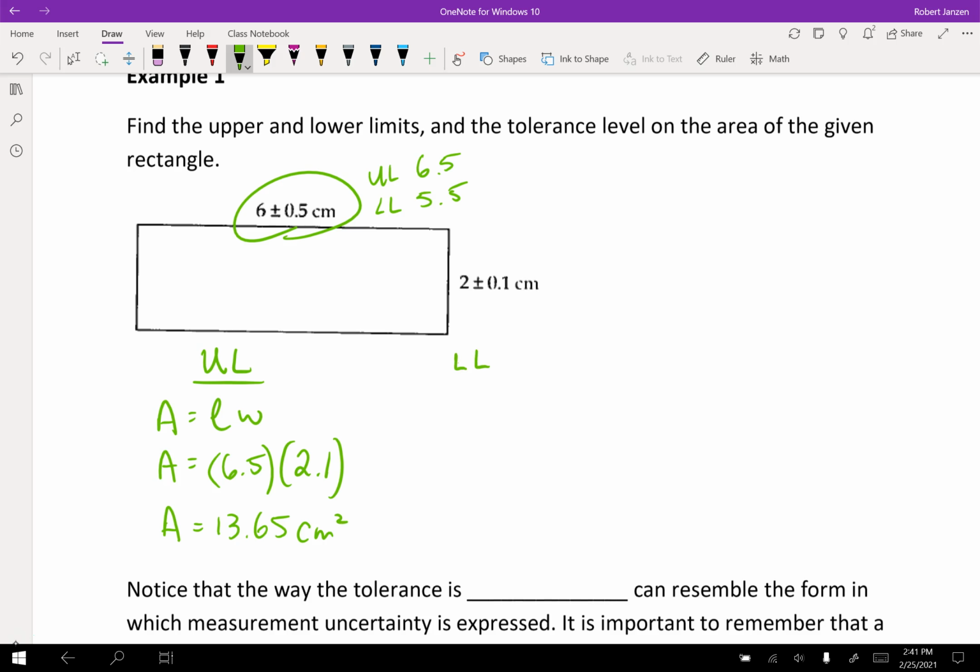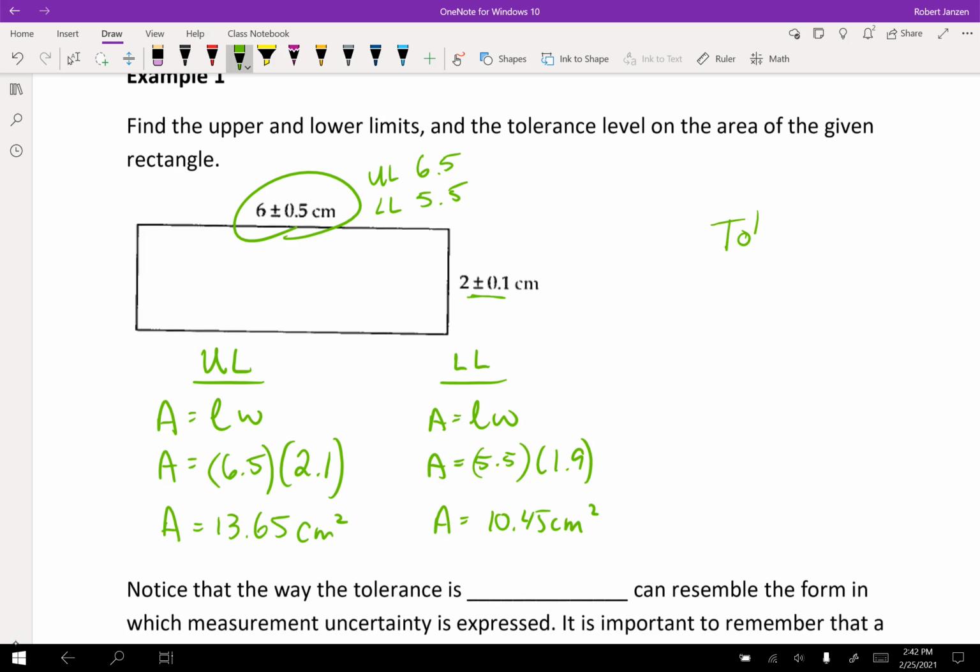All right, let's do the same thing for the lower limit. Again, area is length times width. But the lower measurement will be 5.5 for the length. And if I take away 0.1 from 2, I'm going to end up with 1.9. If I multiply that, I get 10.45 centimeters squared.